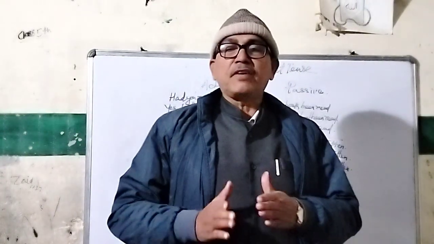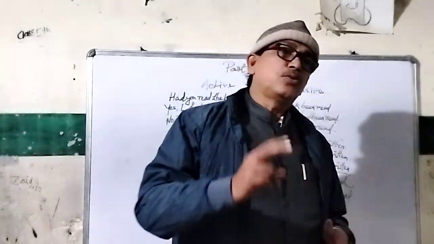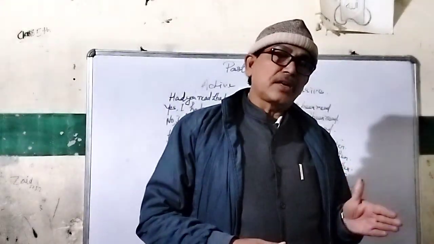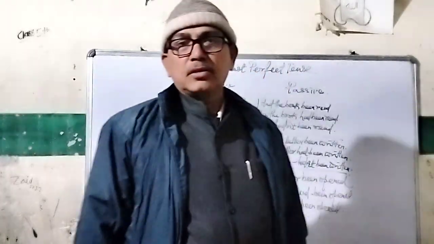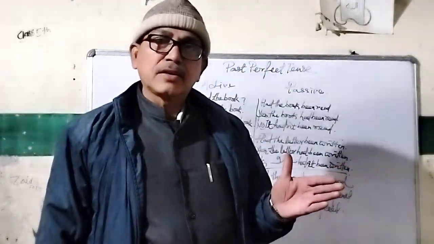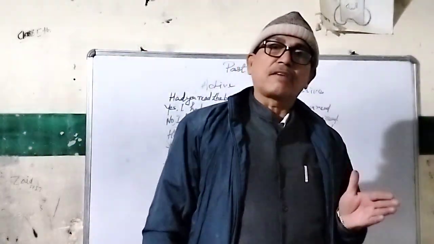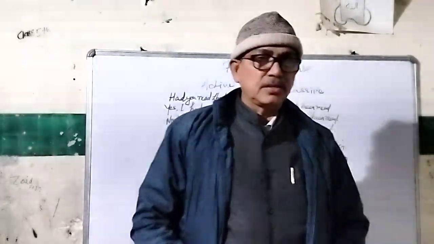Actually, past perfect tense is used when two actions are in the past and one action is done before another action in the past. So the first action, which has been done, should be used in past perfect tense. The next action should be used in past simple tense.